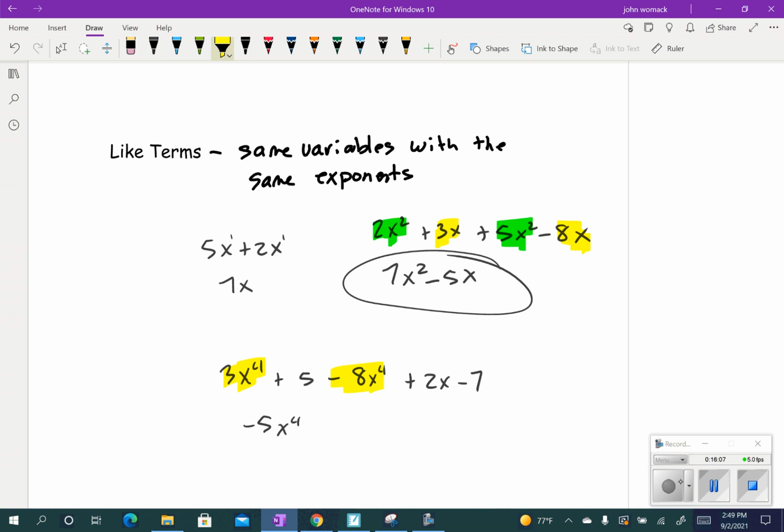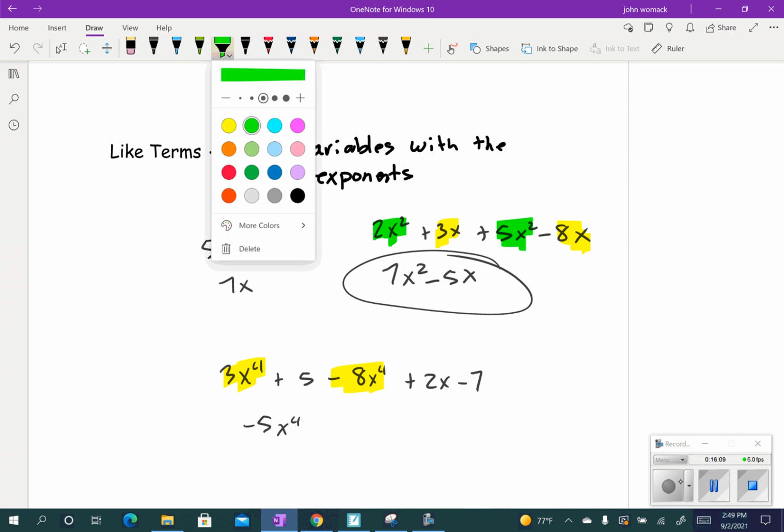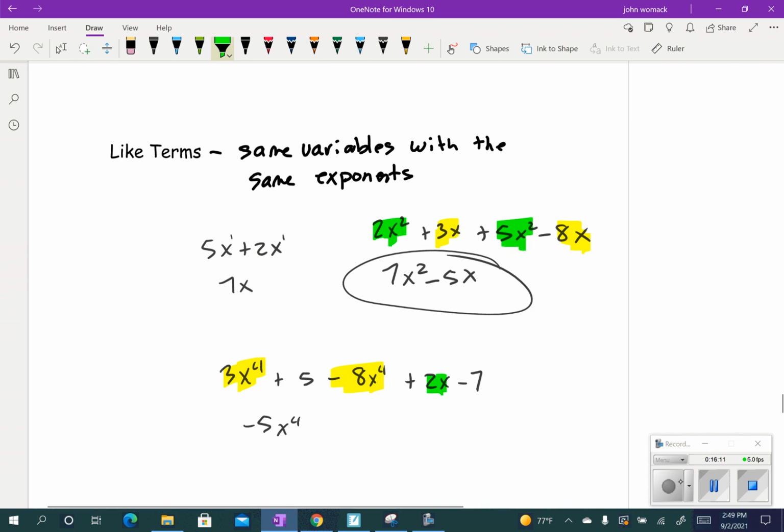So the next thing would be this 2x. Well, the 2x isn't like terms with anything. There's nothing else there that has an x to the first power. So it's going to be a plus 2x. And then I have those constants. I have the minus 5, or the plus 5, sorry, and the minus 7. 5 minus 7 is a negative 2. Okay, I've combined all the like terms.